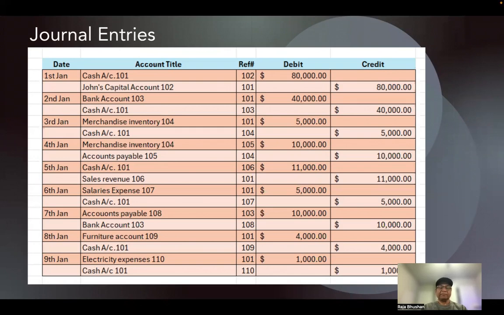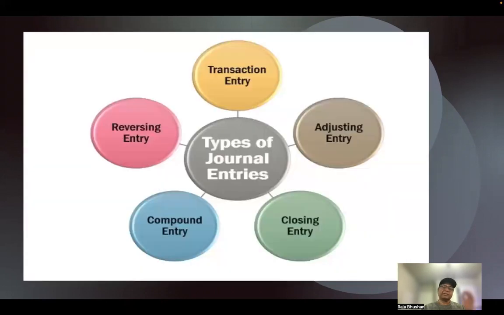The next step will be adjusting entries at the end of the month, quarter, half year, or year, as the business would like to recognize their income on a monthly basis or on a quarterly basis. So there are certain adjusting entries to be done that we'll be discussing. So what are these adjusting entries? There are different types of entries. One is a transaction entry, which we saw just now. Adjusting entry is for the month or quarter or year end.